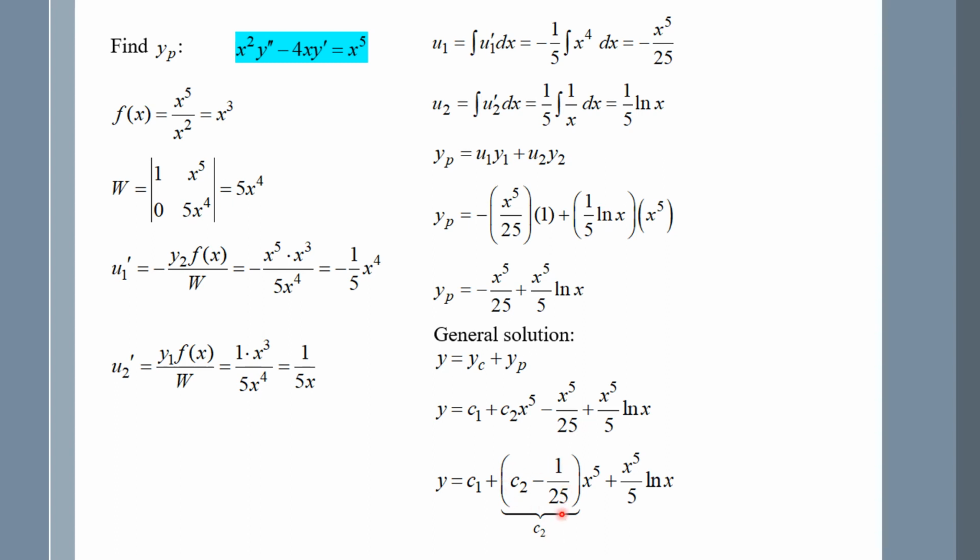In other words, we'll be getting the general solution as y equals c1 plus c2 x to the 5 plus x to the 5 over 5 ln x. So the general solution can be expressed in this form, or you can simplify it further to get this form. No matter which one you choose, these two are acceptable as a form of the general solution for the Cauchy-Euler equation.